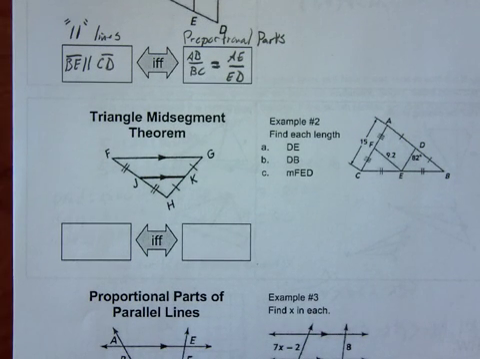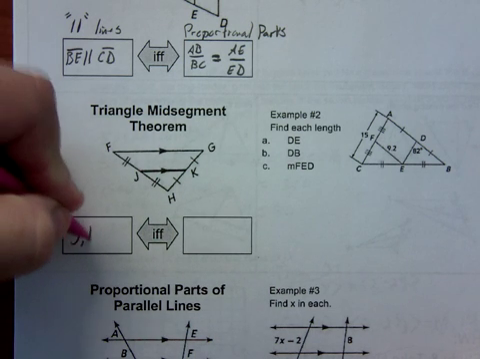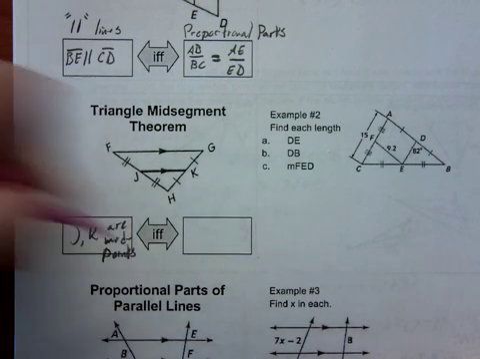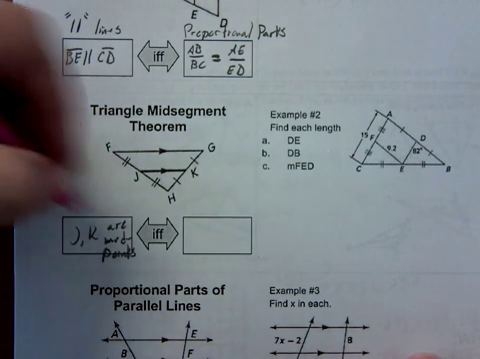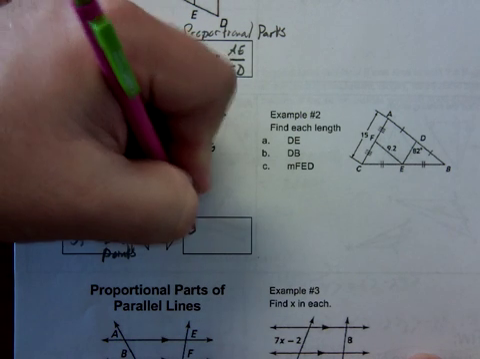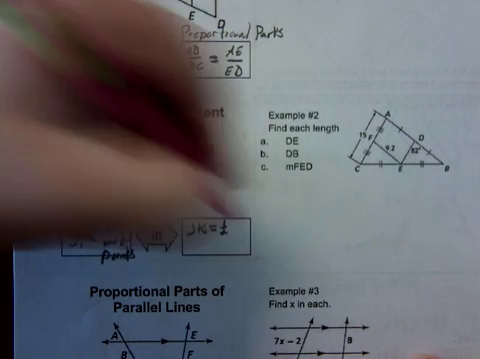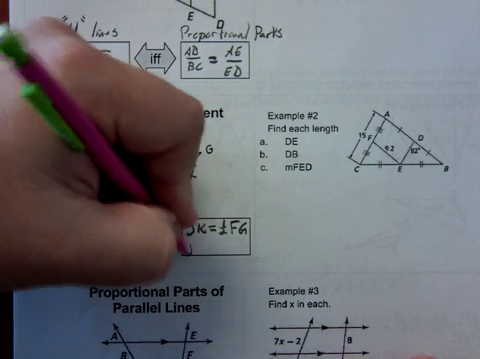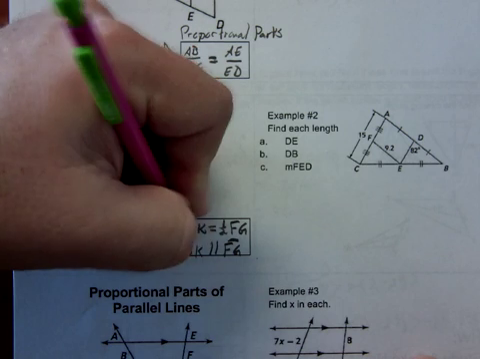Triangle mid-segment theorem. You're like, mid-segment, so the segment's in the middle? Yep. More to the point, it says this. If J and K are midpoints, that means JK is a mid-segment and JK is equal to half of FG. And JK is parallel to FG.